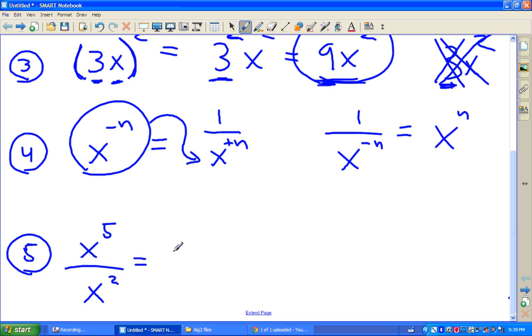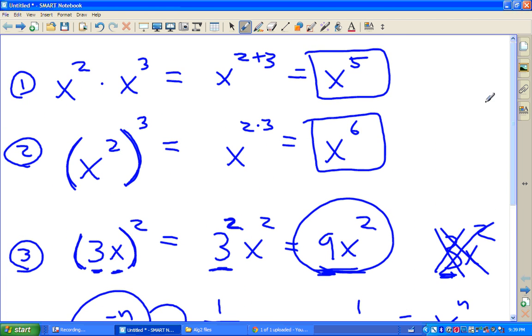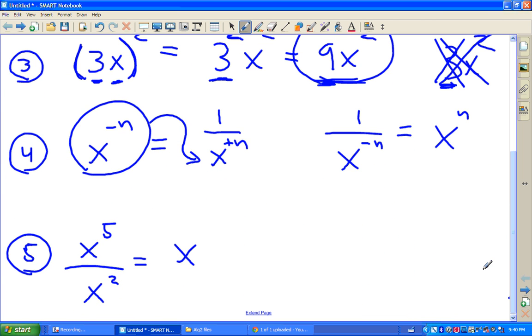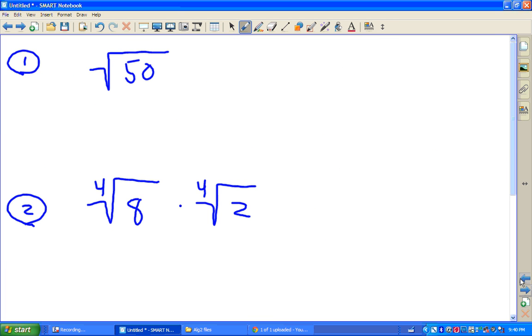X to the fifth divided by x to the 2: just like we added the exponents up here, now when they're divided, one's on top, one's on bottom, you subtract the exponents. So you get x to the third in this case. All right, I'm going to go to another page and let's do some examples of how some of these things work.